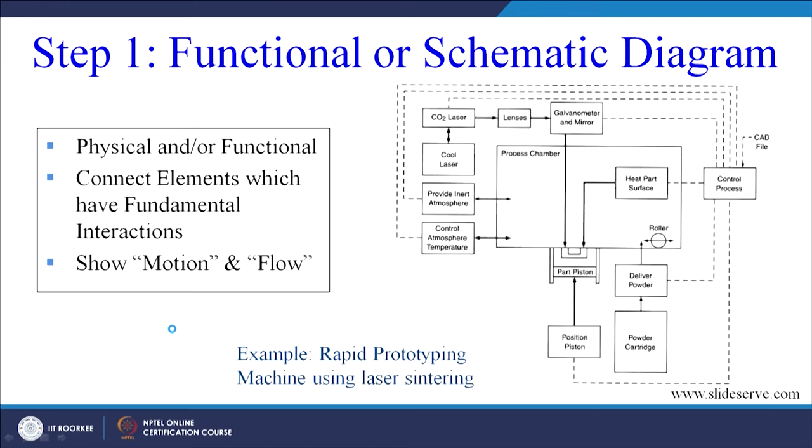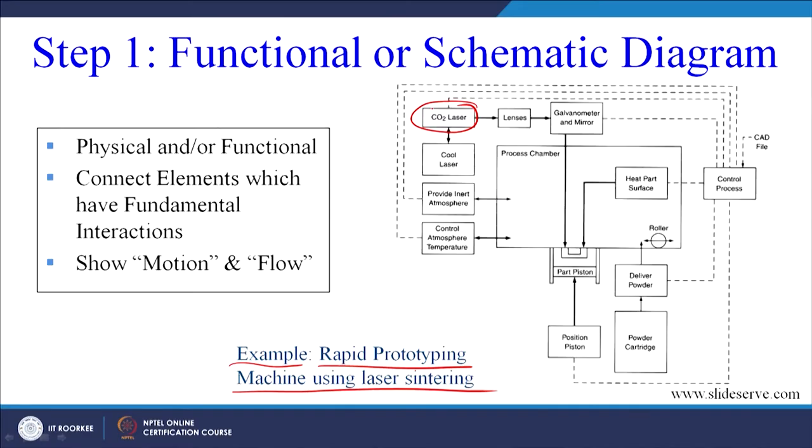Step 1, functional or schematic diagram. This is an example of a rapid prototyping machine using laser sintering. Basically the powder is taken as a raw material and it is sintered to give a particular shape. Now what is used here? Lasers are used, a CO2 laser is used.